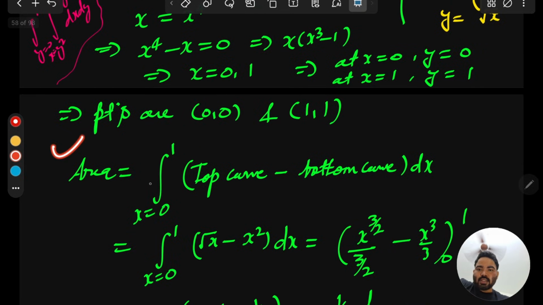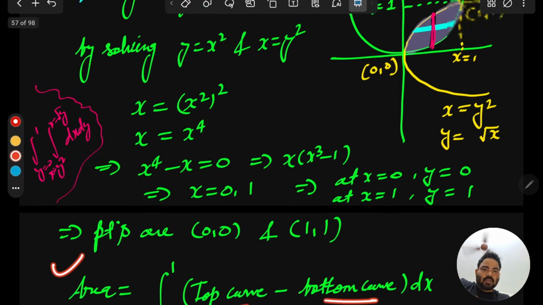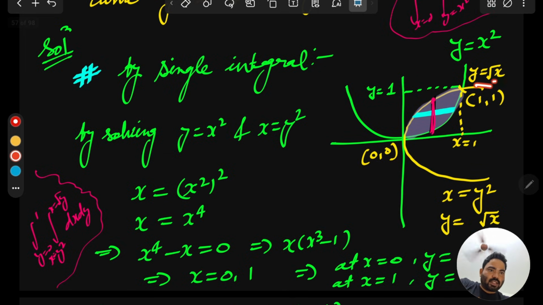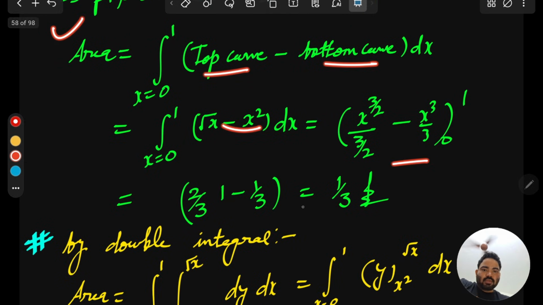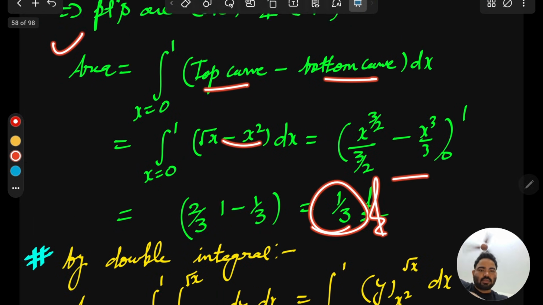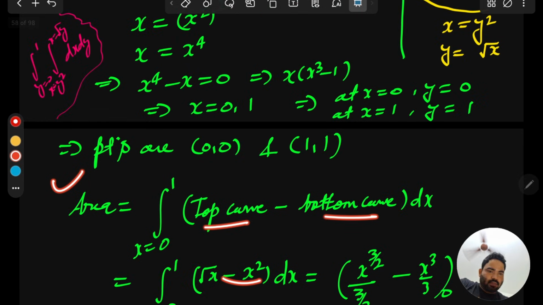If you are using only the single integral, then top curve minus bottom curve. So top curve, in our case, top curve is what? Y equal to under root x, and bottom curve is along this x square. So under root x minus x square, just do the integration and you will get the answer. And you can also do it by the y limit, I already told you.